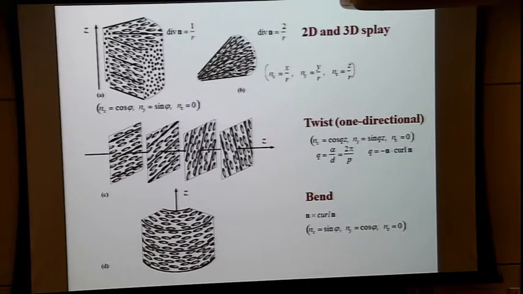Twist is just what I'm doing with my hands. You go along a single direction in space, and the director rotates, like in a cholesteric. And bend: I take the rod or the director line, and I do it like this. Not very strongly, because the gradient should not be higher than 1 over the molecular scale.